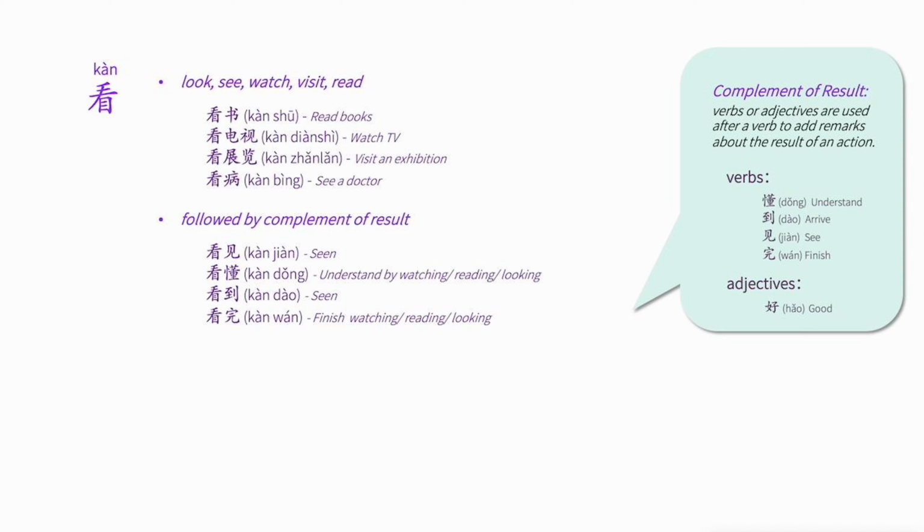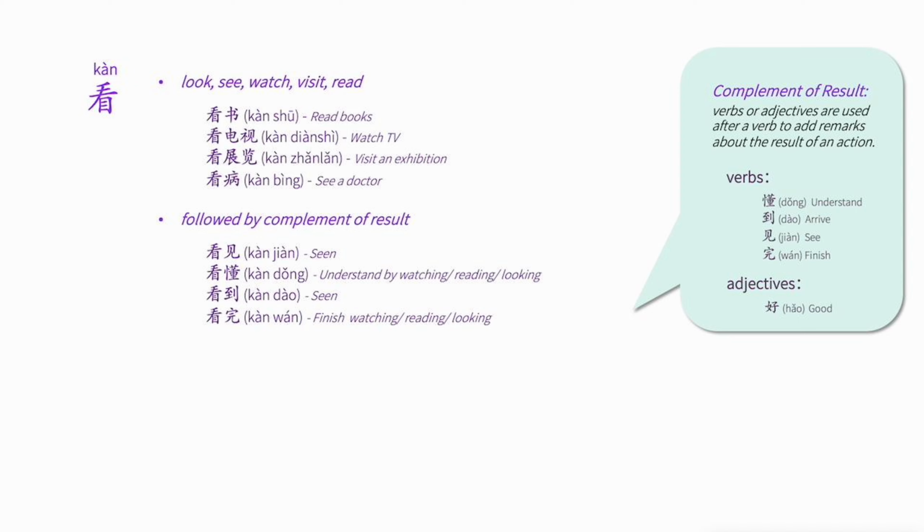More examples of these result words. 看懂. 懂 means understand. Followed by 看, it means you understand by watching or reading. 看到, this one is the same as 看见. You see it and eventually see the result. 看完, 完 means finish. So you finish watching or reading.